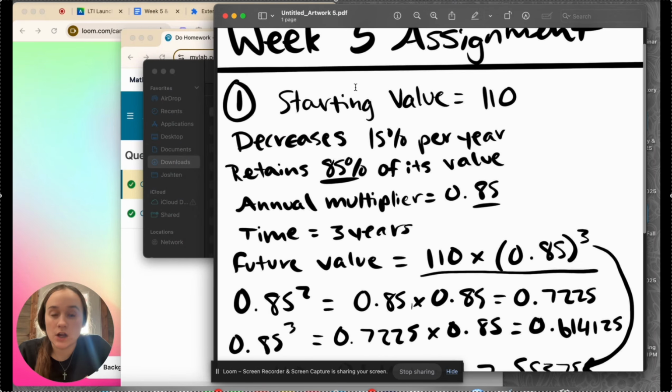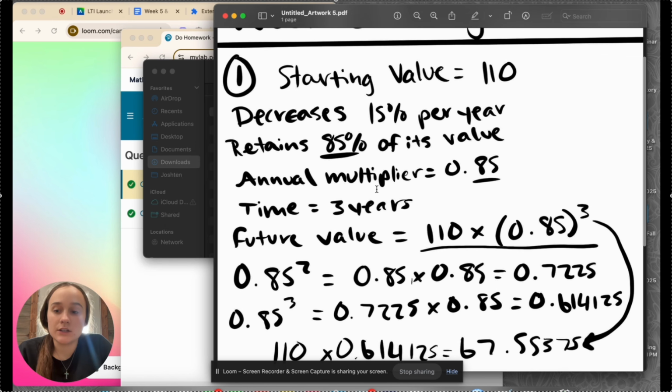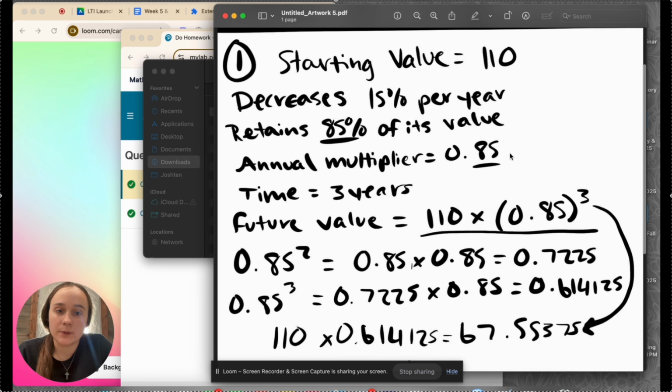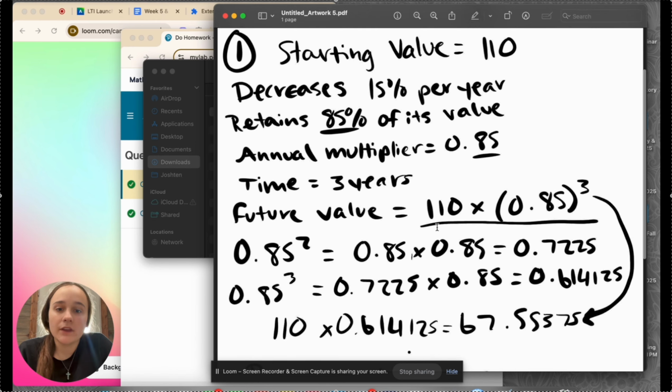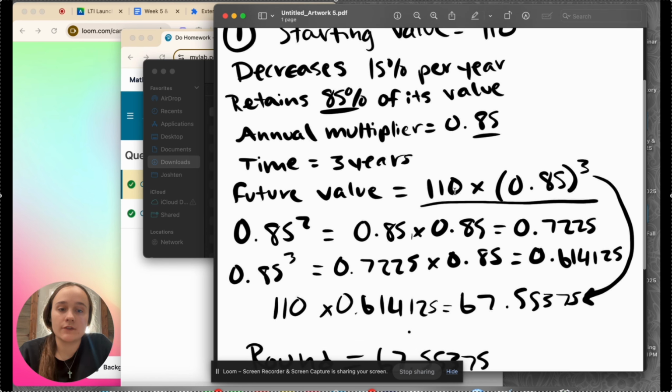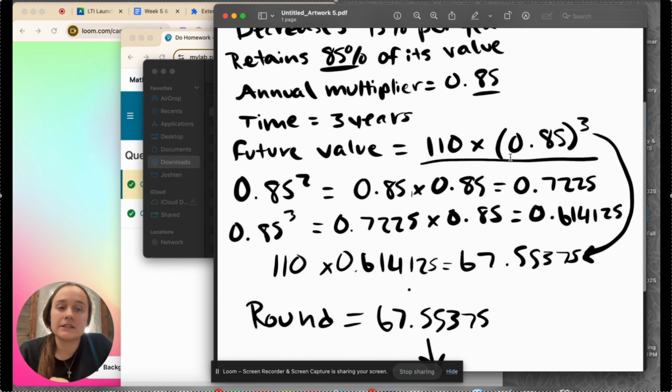the starting value was $110 and it decreased by 15% per year. So if it decreased by 15%, that means that it retains 85% of its value. So the annual multiplier is 0.85, because that would be 85% of the value, and then the time is 3 years, so the formula for the future value would be 110 times 0.85 to the third power.